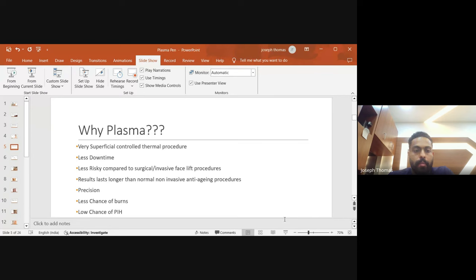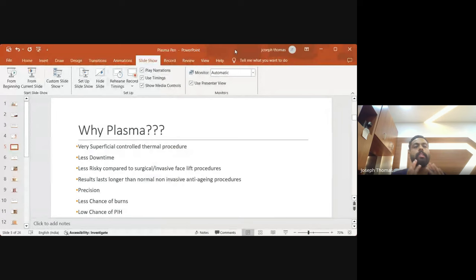Okay, coming to the plasma. Why plasma? That was the main question even I had in my mind when I bought the plasma machine. I have an RF cautery machine, so for mole removal or for DPNs and all those things, we don't require plasma energy. That was my thinking. When I researched, some of the doctors I talked to who were doing plasma told me that plasma is a very superficial, very controlled thermal procedure, so it won't dissipate the heat energy or the thermal damage too much into the surrounding, so the surrounding skin is protected.